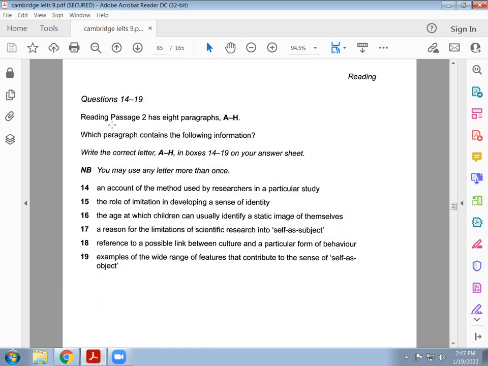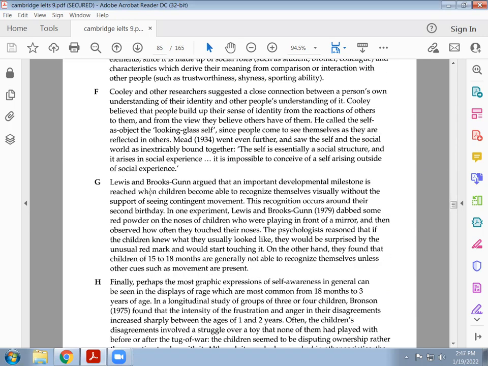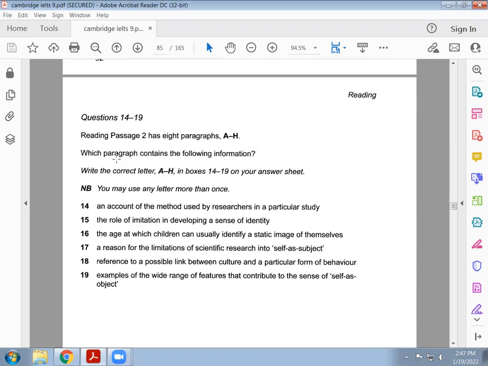Now, the question is reading passage 2 has 8 paragraphs A to H. So if we go back, it has 8 paragraphs A to H. Which paragraph contains the following information? They didn't say which paragraph contains the following words. They said information. But what is a mistake? When you start searching the words rather than the information. And they're also saying you may use any letter more than once.